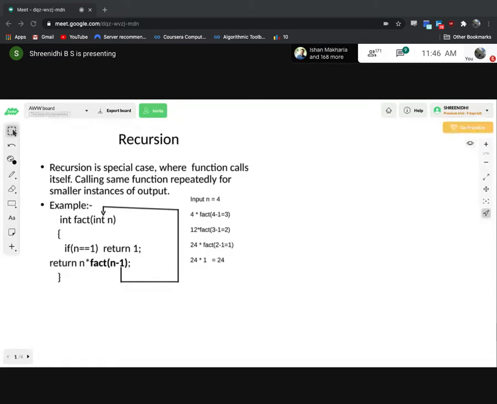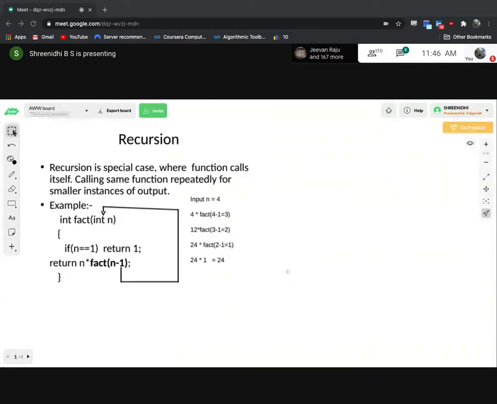Question number 11. Define recursion. What are the procedures of recursion? Write a recursive function for Tower of Hanoi and factorial of a number. Today I'll be talking about recursion and its procedures, and we'll be doing factorial of a number, Fibonacci, and Tower of Hanoi.